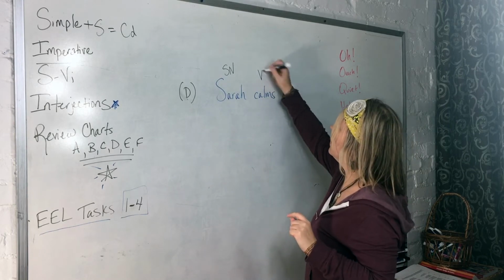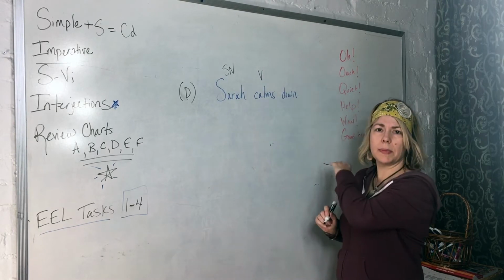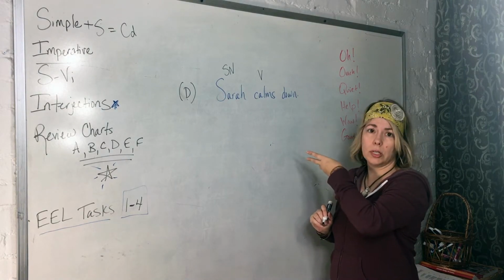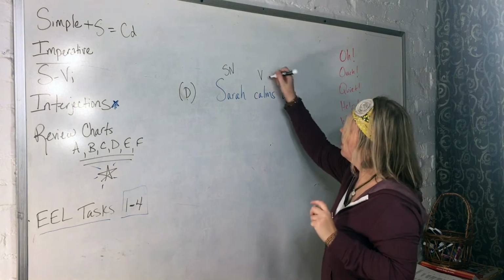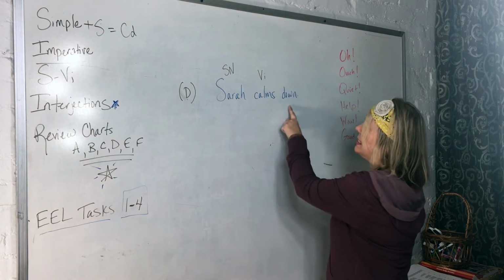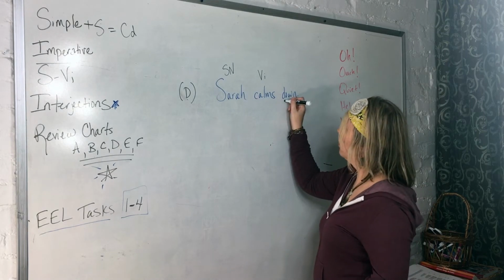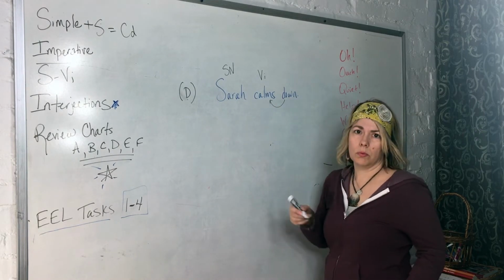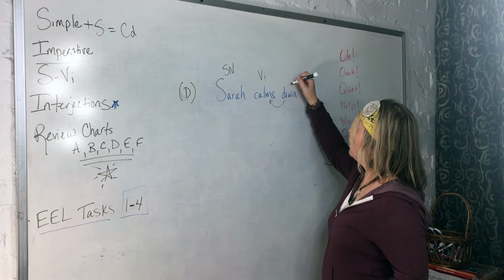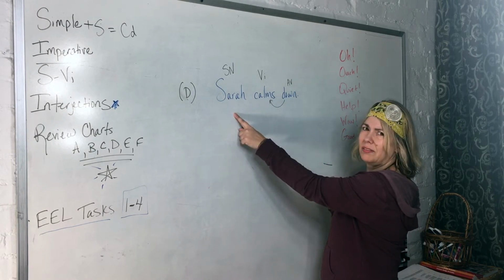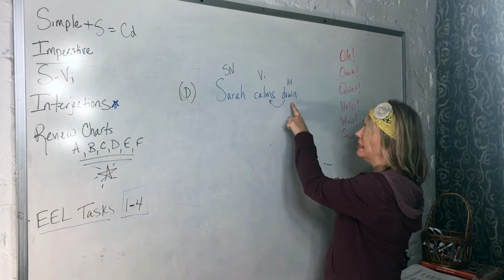Calms is a verb. Is she calming something specific? We don't know. She could be calming her emotion, but it doesn't say that. So she's just calming. Down is describing how, or to what level. So down is an adverb. Because is Sarah down? No, she's calming down.